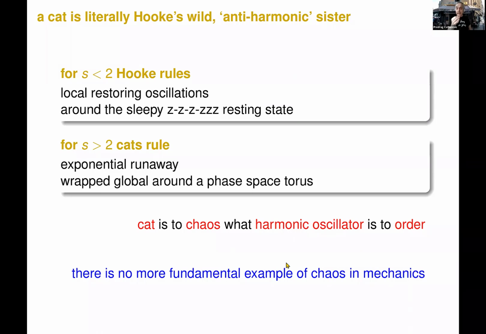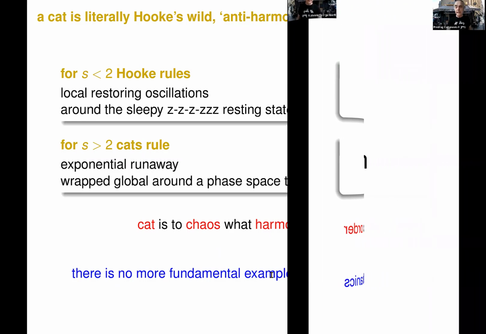So the cat is important for physicists because it's to chaos what the harmonic oscillator is to order. There is no more fundamental way of explaining what chaos is in mechanical systems. And that's why we care about it, even though we don't live on a torus. It seems unphysical, but it's very good to teach you what chaos means.